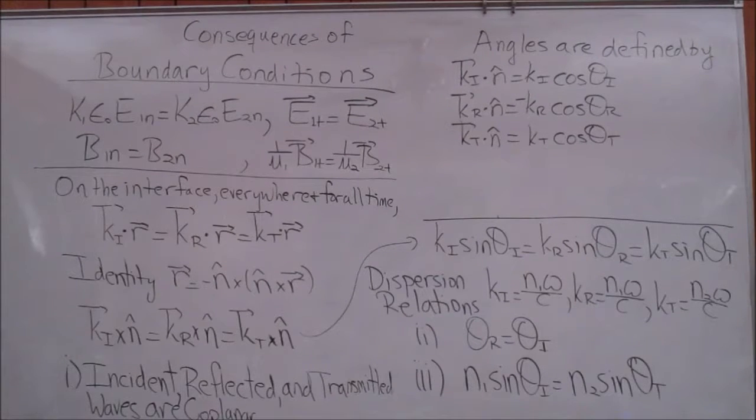We then derive the following relation: that the cross product of the incident wave vector with the normal is equal to the cross product of the reflected wave vector with the normal, which is equal to the cross product of the transmitted wave vector with the normal.